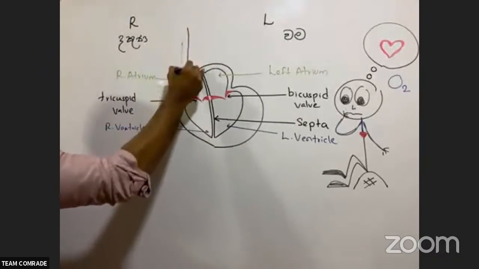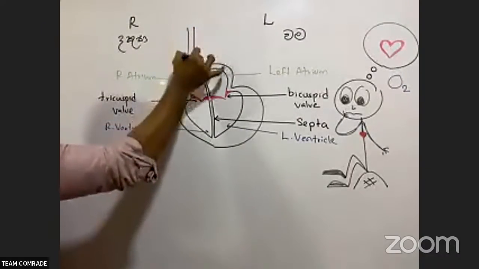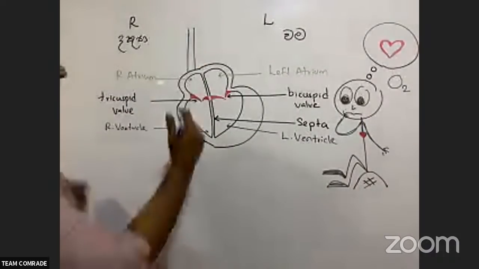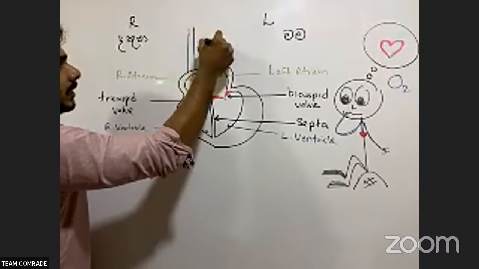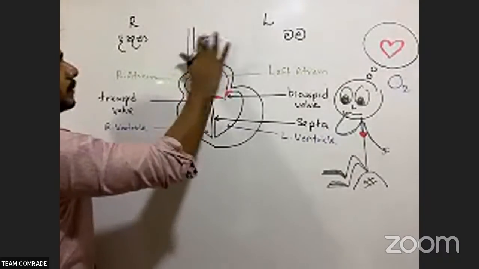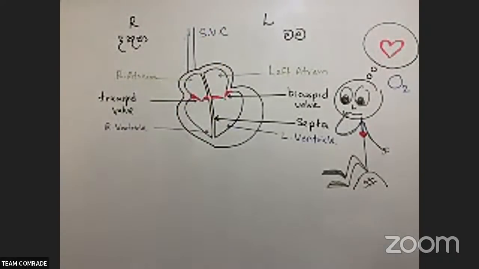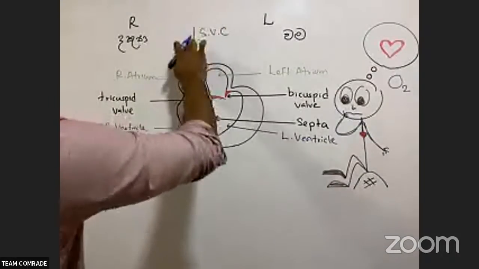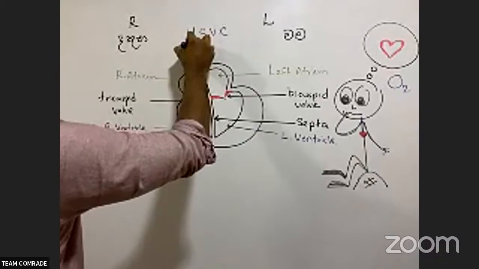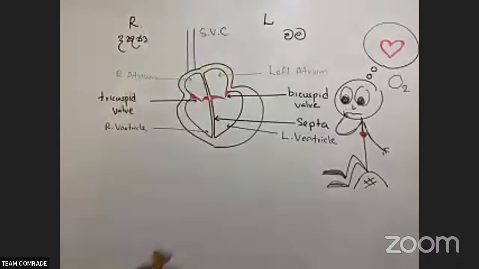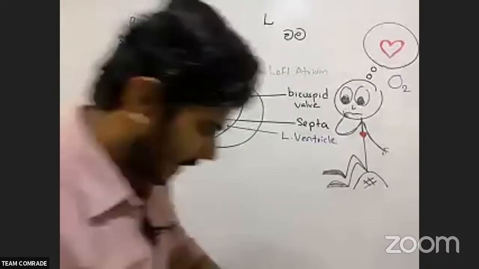They all come into my heart using this one. What is this? Can anyone tell me? Yes, it's the vena cava. Since it is superior to the heart, we call it the superior vena cava. Superior vena cava.